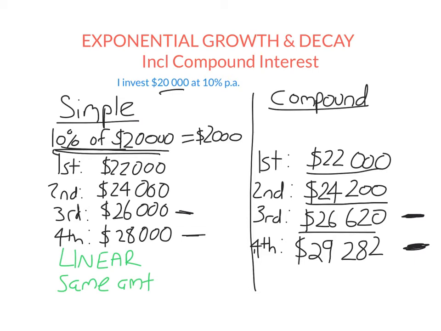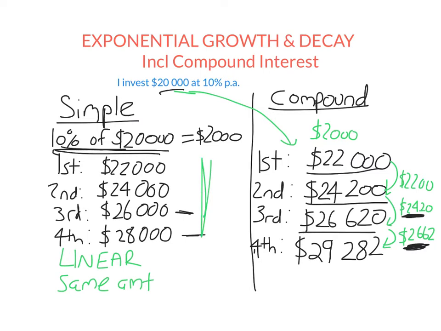But what I want you to know is the amount that the investment is increasing by is going up each year. So at the end of the first year, I started with 20,000. I went up by 2,000 in the first year. To go from the first to the second year, I went up 2,200. Then it increased by 2,420, and then it increased by 2,662.